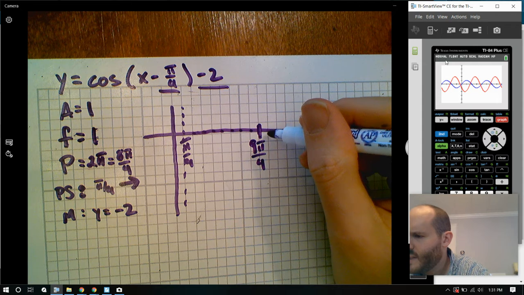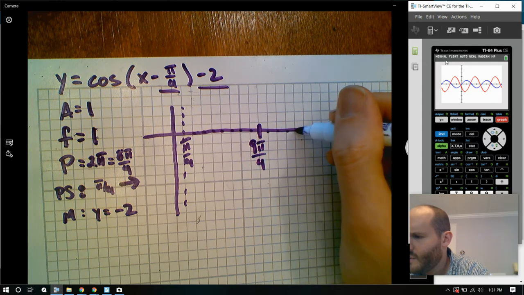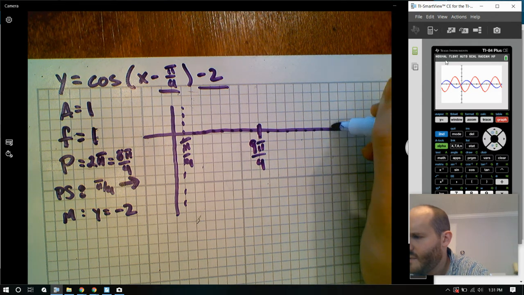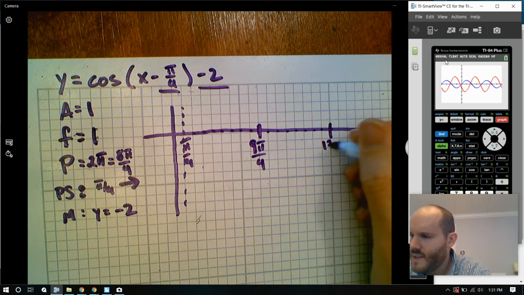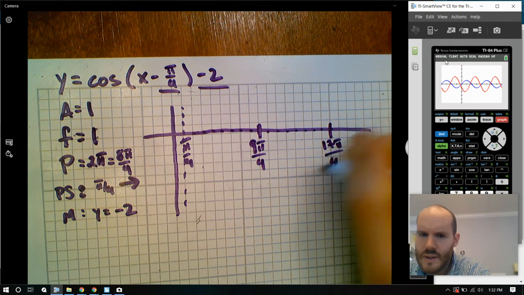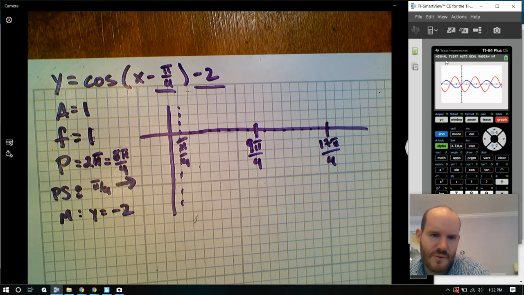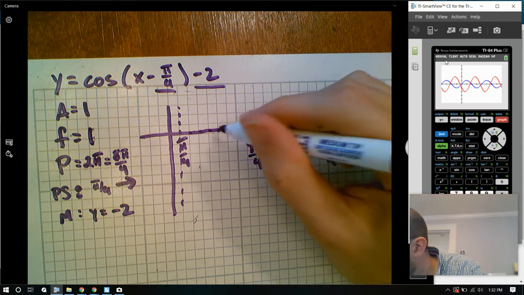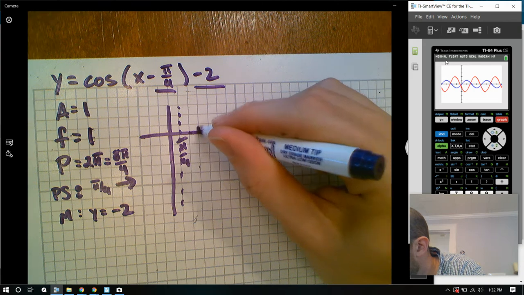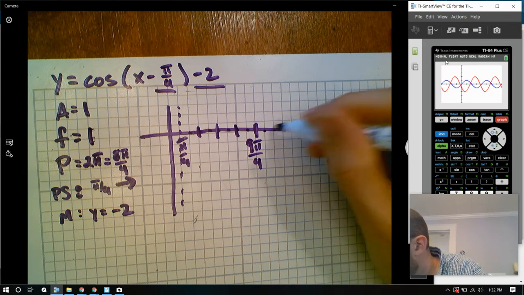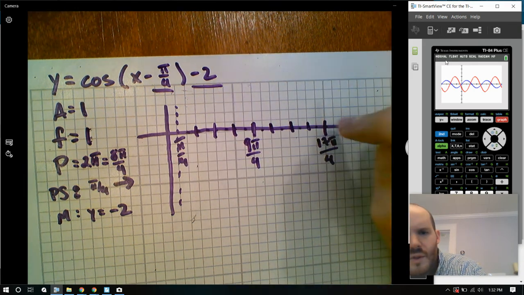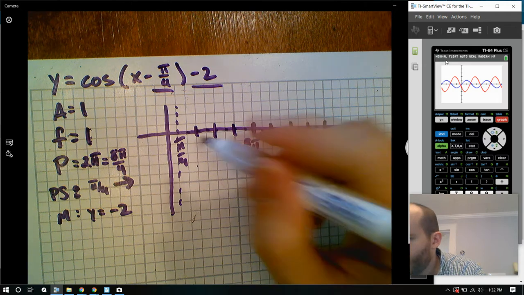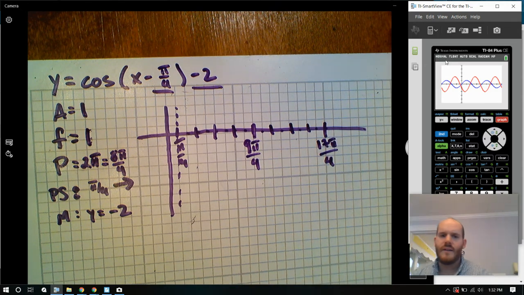Okay, and if I want 2 periods, I'm going to do another 1, 2, 3, 4, 5, 6, 7, 8 fourths, which will put me at 17 pi over 4, 8 pi over 4 past 9 pi over 4. Okay, so there's my 2 periods. Now I'm going to break it into 4 equal parts. So I'm going to cut it in half, and then each half in half. And that gives me the location of the 4 key points along this graph. So I have all of my values marked in here.